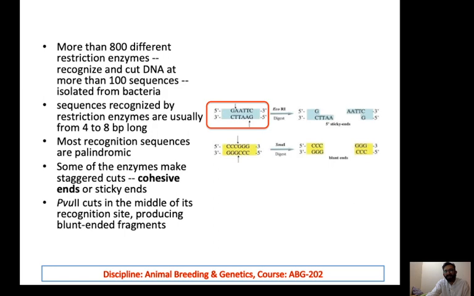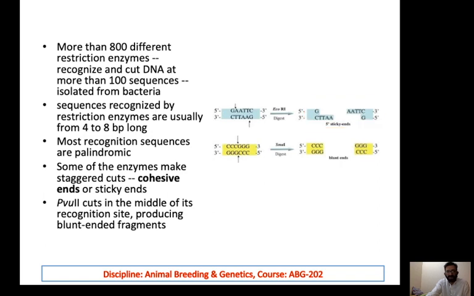This is going to produce a sticky end, because there is an overhang of 3 nucleotide bases you can see in this figure, that is TTA or AAT on the top strand, and that is basically a sticky end.